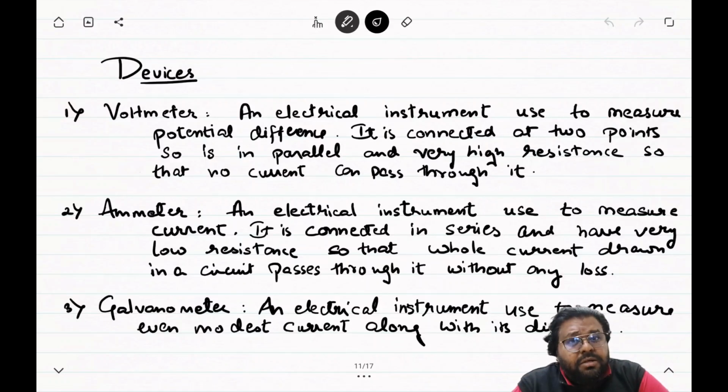And there is one more device to measure current, that is the galvanometer. But the major advantage of the galvanometer is it can measure even the modest current, the smallest current, and along with the magnitude, it tells me the direction of the current also. That means the needle of the galvanometer is in the center. It can measure in the positive direction also, in the negative direction also. But in an ammeter, the direction matters, positive to positive, negative to negative, and then only it will measure, otherwise the coil will burn out.